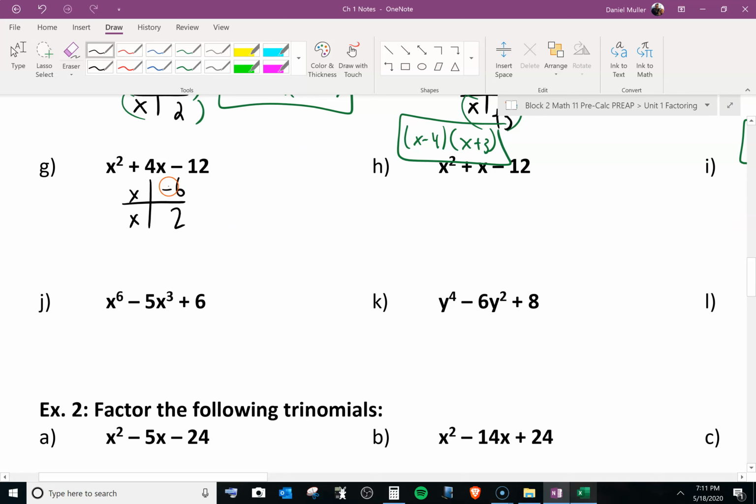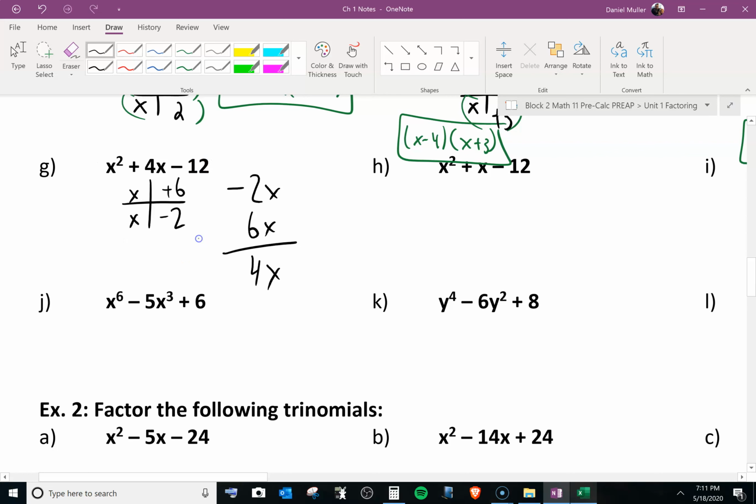So this negative 6, I'll flip it to a positive 6. This positive 2, I will now make it a negative. So this diagonal is a negative 2x. This diagonal is a positive 6x. If I have to add those, there's more positives. There's 4 more positives, so I get a 4x.